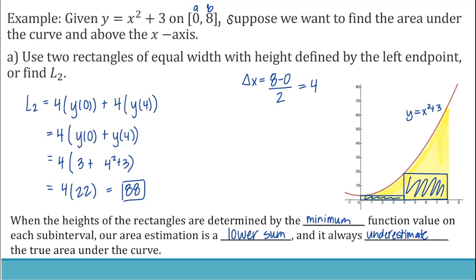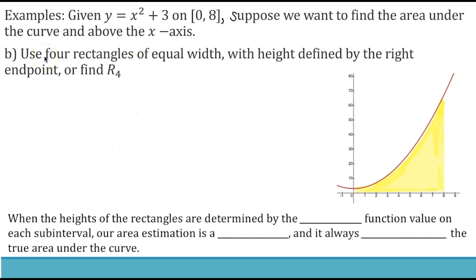For part B, we have the same function, but now we're going to use 4 rectangles of equal width with height defined by the right endpoint, or this time we're going to find R4. So our delta x, our width of each rectangle, is going to be different because we have a different number of rectangles. So we're going to calculate delta x this time as still 8 minus 0, but this time divided by 4. 4 is the number of rectangles. So the width of each rectangle is 2.